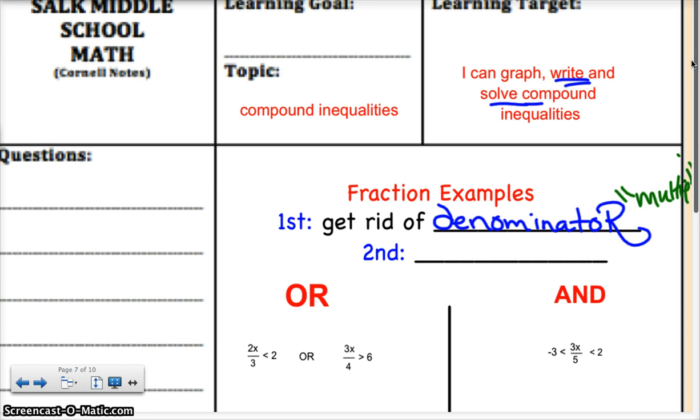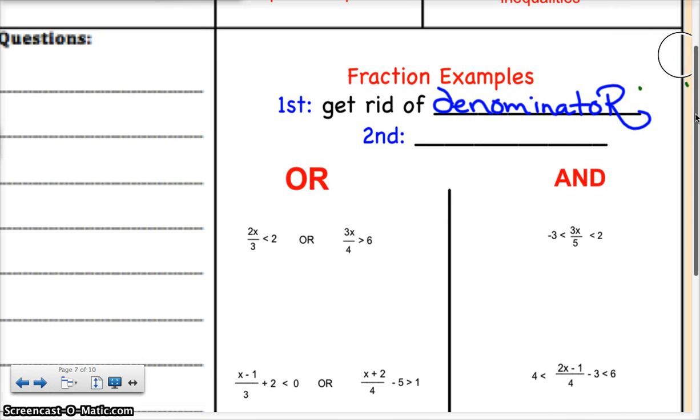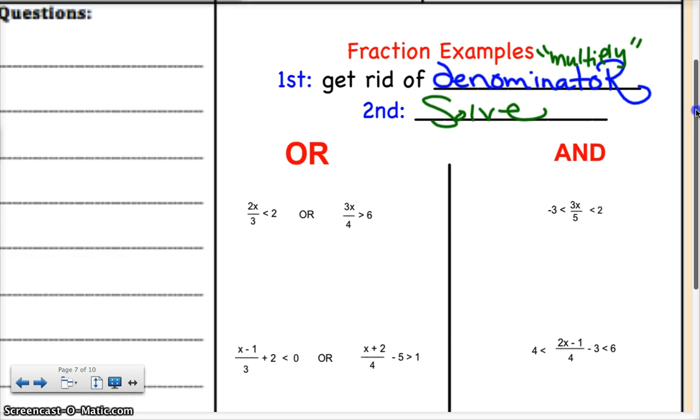You can't read mine very well. I'm going to erase this and make it nicer for me to read. But how you get rid of a denominator is by multiplying through. And then you will solve. You only get rid of the denominator when all you have left is a fraction. It's always kind of the last thing you do. You move what's not connected to it first. And you'll see that as we do some.